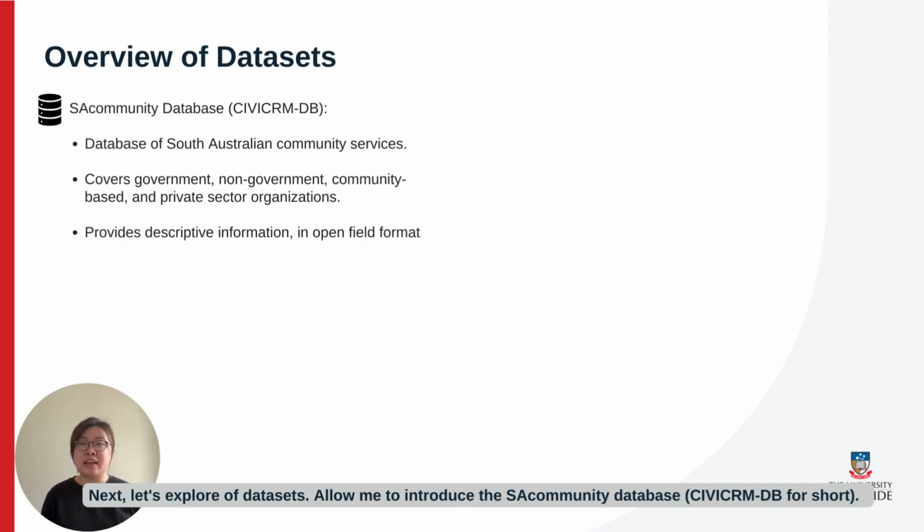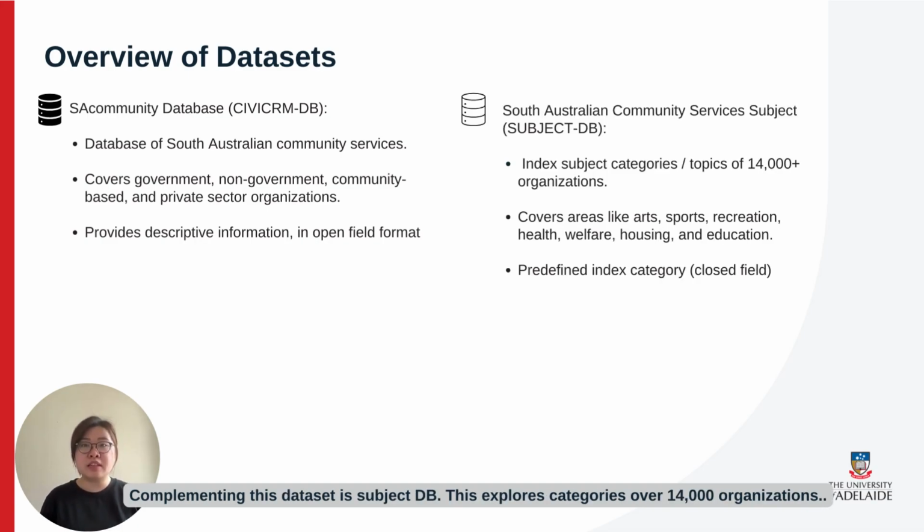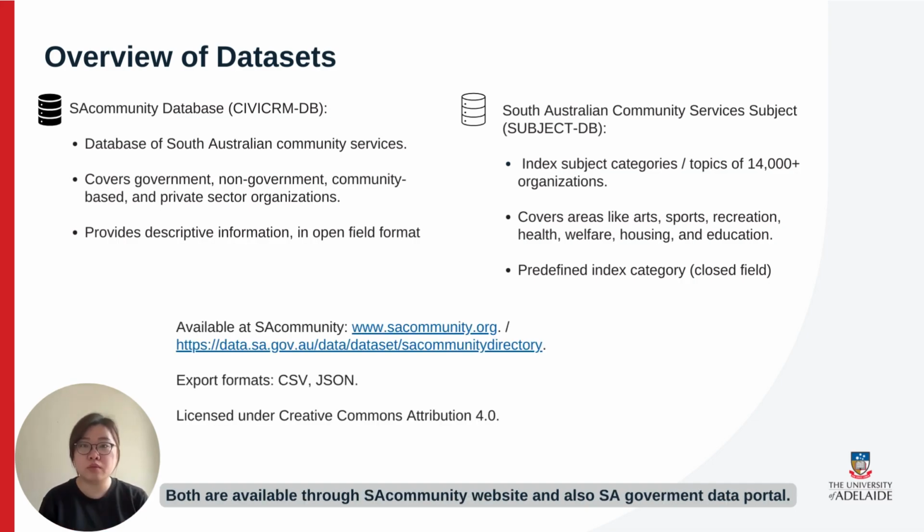Next, let's explore datasets. Allow me to introduce the SA community database, CVCRMDB for short. It covers description data like organization bio, names, IDs, addresses, and services. One thing to notice is that the format is in open field, meaning they are in unstructured text. Complementing this dataset is SubjectDB. This explores categories over 14,000 organizations. The dataset is straightforward with all the predefined indexes, so-called closed field. Both are available through the SA Community website, also the SA Government Data Portal.